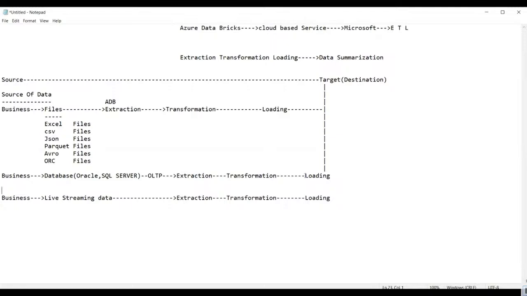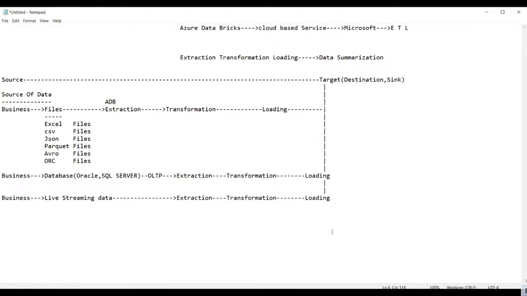So now all this data, whether it is source data, destination data, or whatever data you have, finally will be recorded into the target. That is called the sink system. In Azure, the destination is also called the sink system.